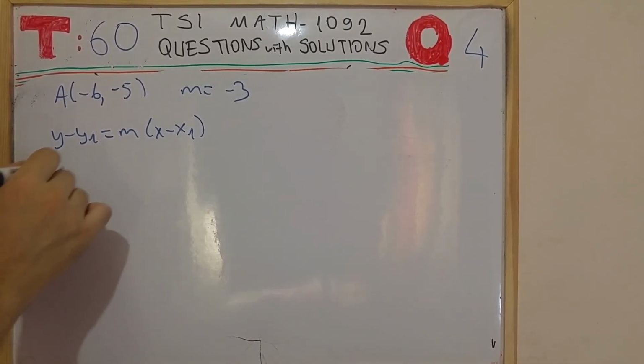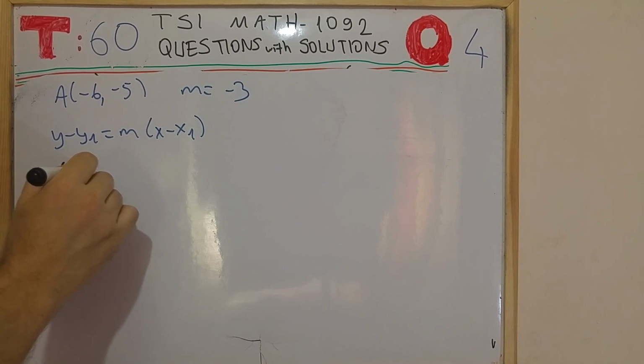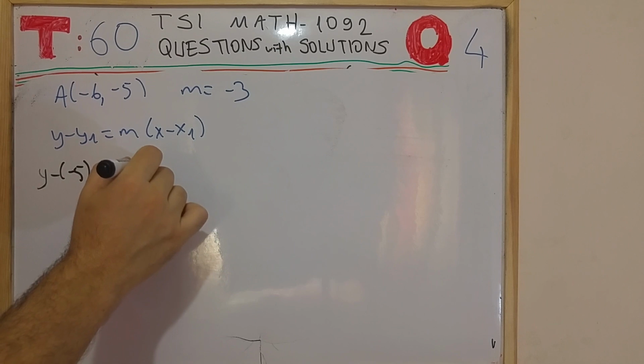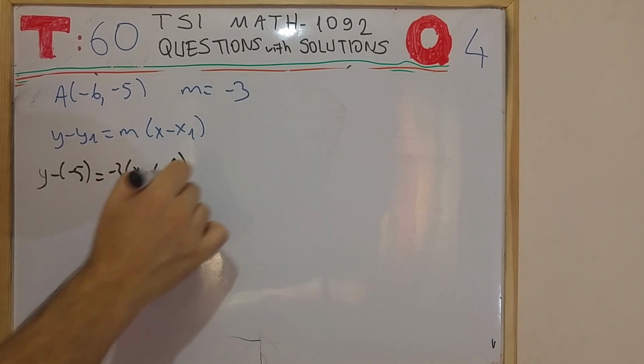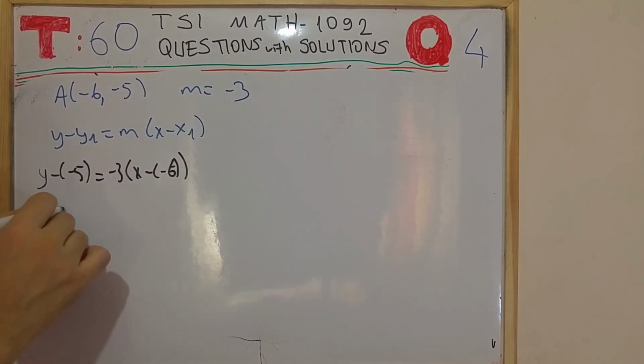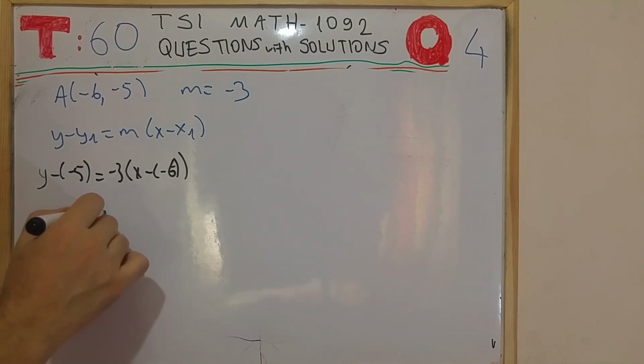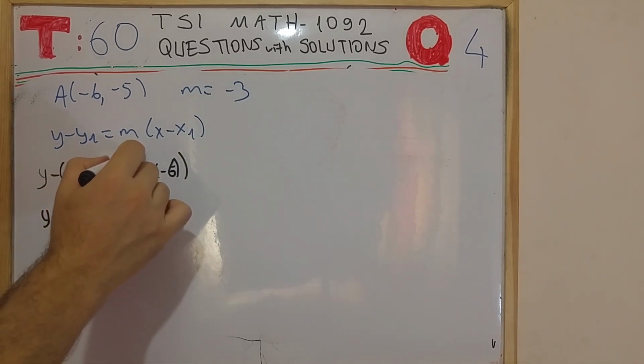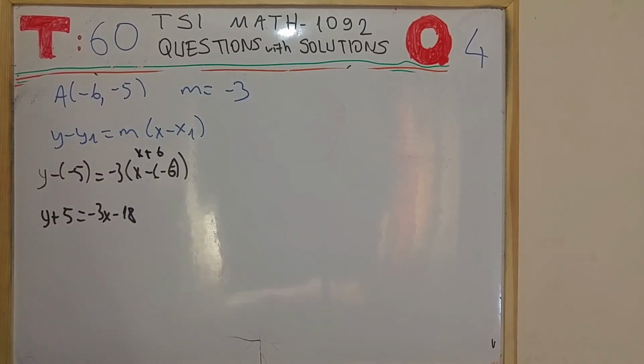This time y minus 5 is equal to minus 3 times (x minus 6). So y plus 5 is equal to minus 3x minus 18, because this will be plus. So what I have here is x plus 6, and when I expand this parenthesis and subtract 5 from each side, what I have is y is equal to minus 3x minus 23.